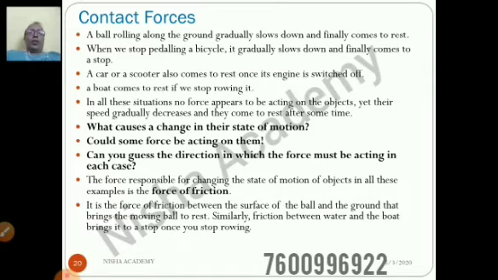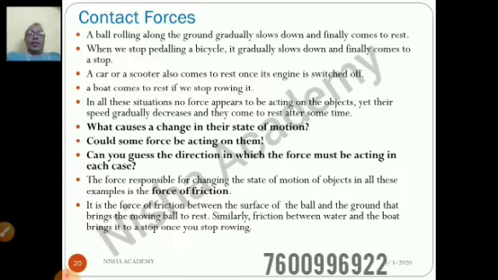In all these situations, what happens? There is no external force that appears to be acting on the object. We are simply switching off the engine. The ball is rolling on the ground. There is no external force that appears to be acting on the object. But yet the speed is gradually decreasing and then it comes to rest. So the questions are: what causes a change in the state of their motion? Could some force be acting on them?